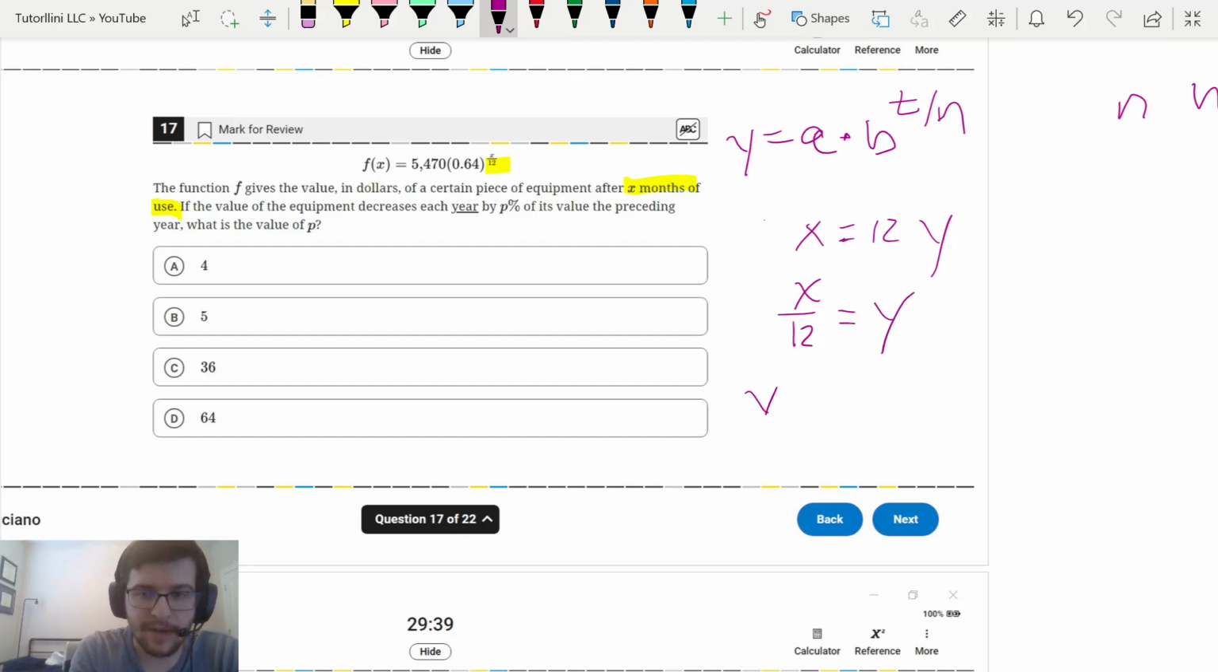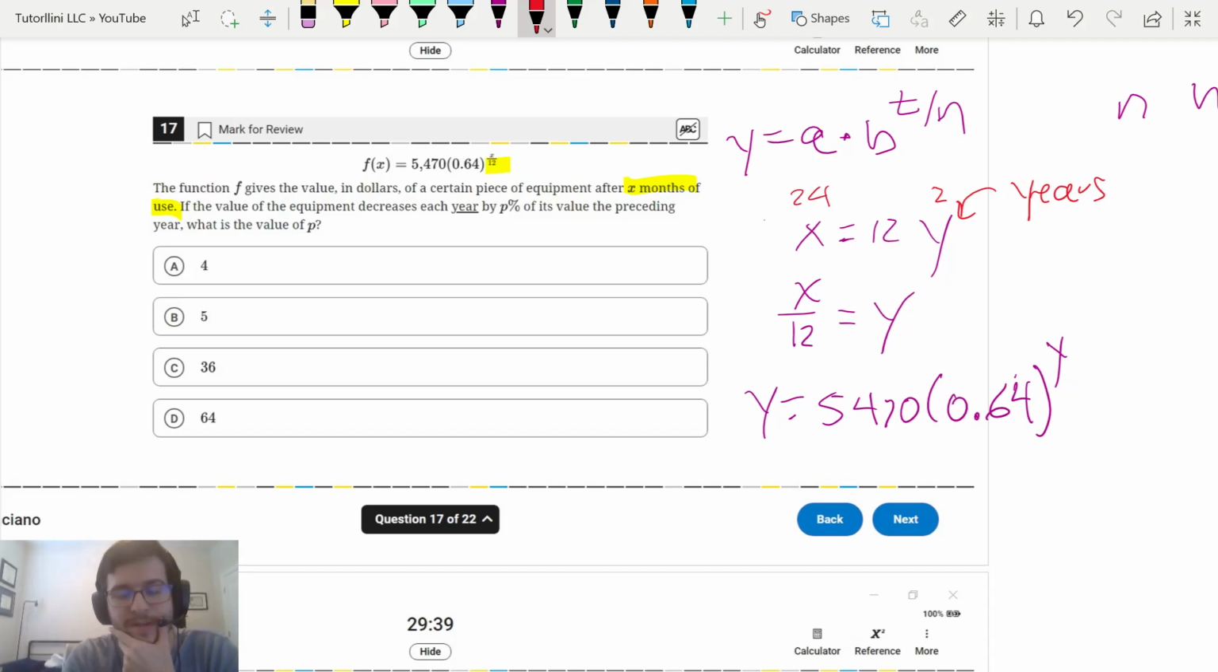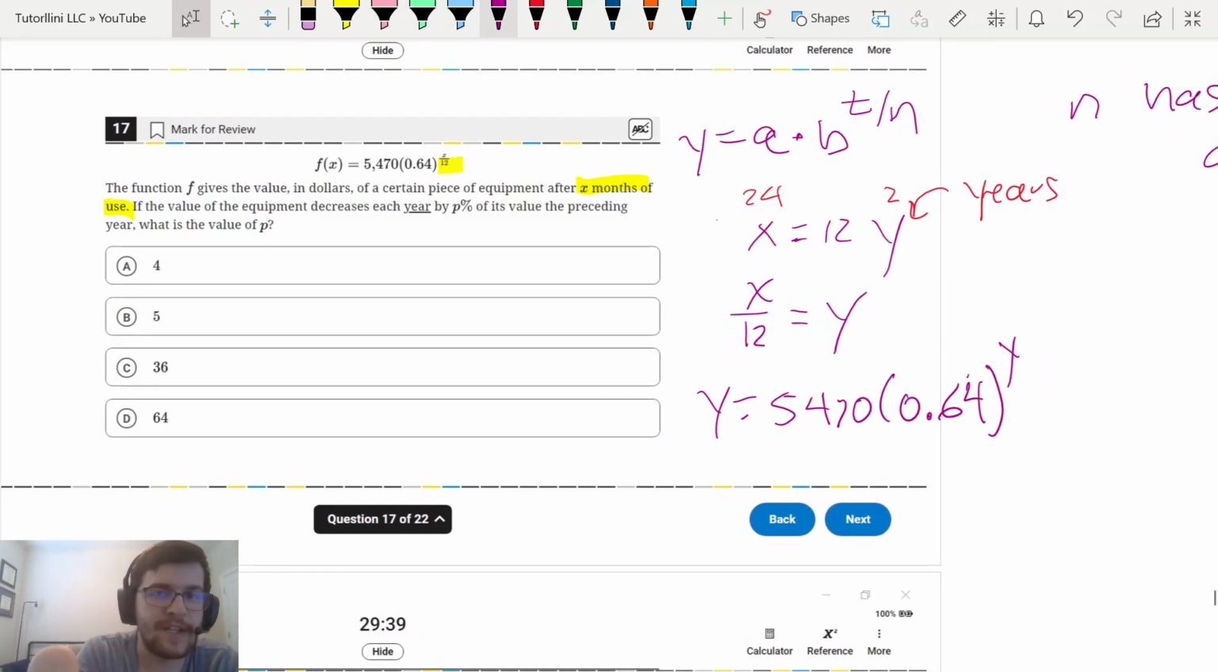And now I rewrite the equation, 0.64. Instead of x divided by 12, we just put y. And that's how it would be in years, okay? So see how, if this were 2, this would be 12 times 2, which would be 24 months. So that makes sense, right? All you do when you convert the units of an exponential is write an equation and substitute. That's all you got to do. Okay, so you see this new equation in years.